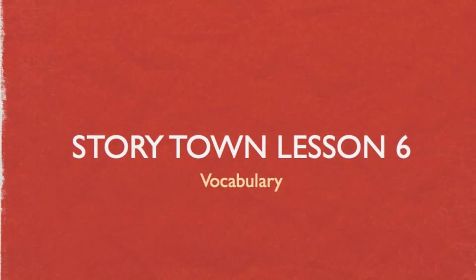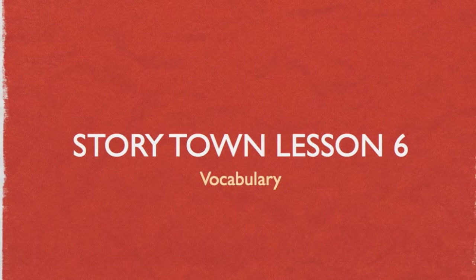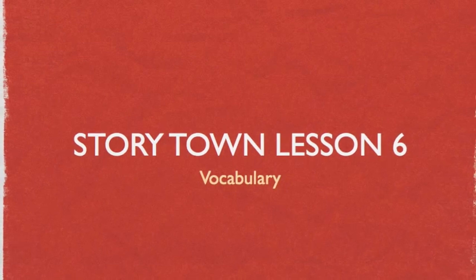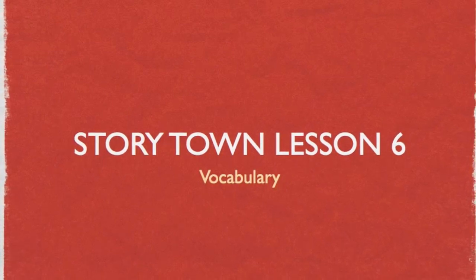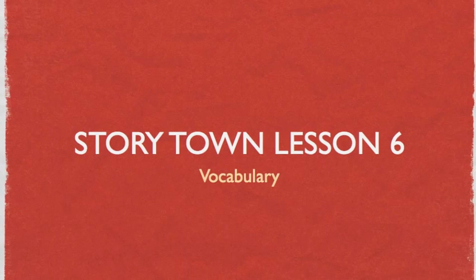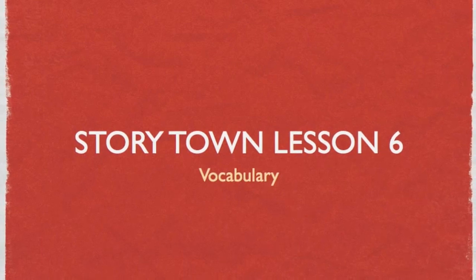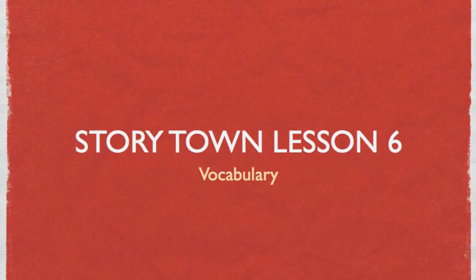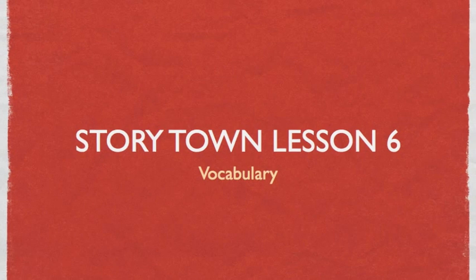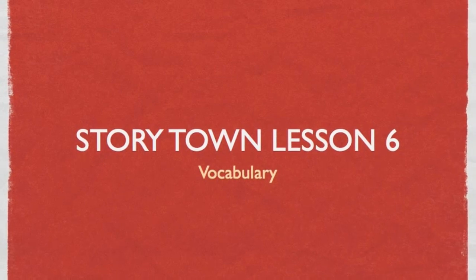Hello, students. This is the flipped lesson for Storytown Lesson 6 Vocabulary. To participate in this lesson, you will need your Lesson 6 vocab sheet, a pen or a pencil, and optionally, a highlighter. If you lost your Lesson 6 vocab sheet, please check Edmodo for another copy.